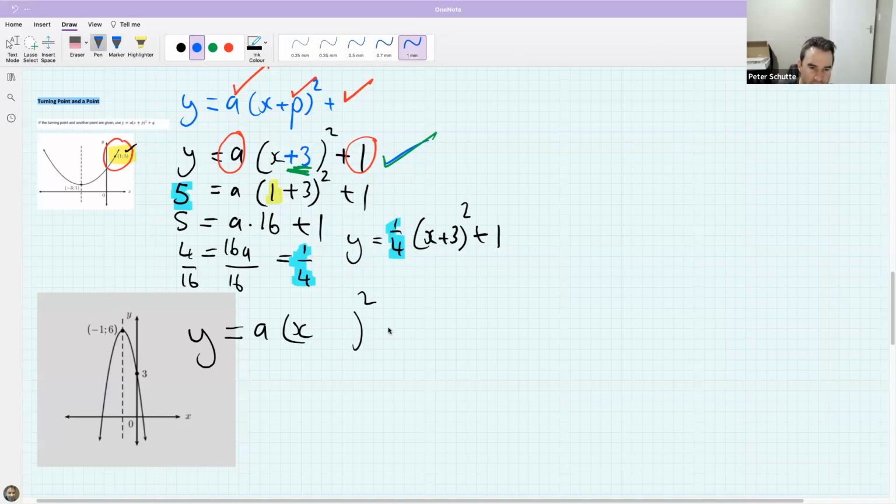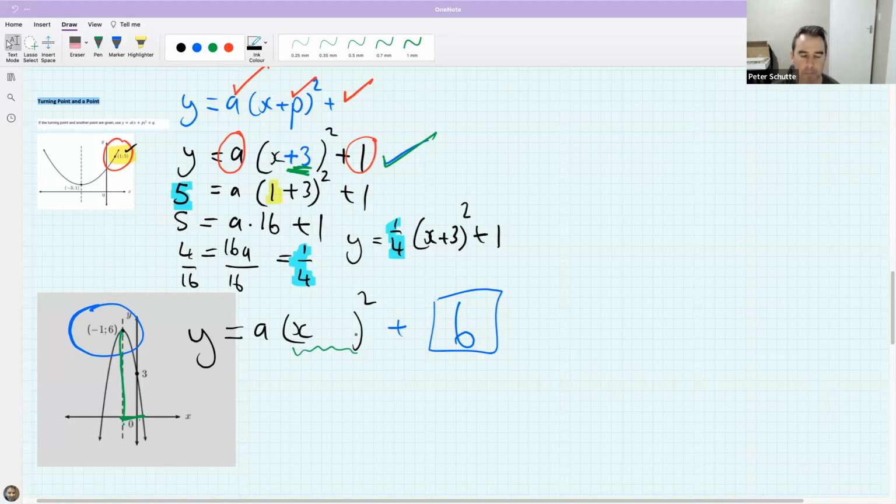What do you think is going to be at the end here in the second example, based on this? 6. Yeah, hit it out the park. Now, x is a bit trickier, but this had to go across by 1 and up by 6. What do you think the x in this little bracket here is going to be? +1. Yes, well done. Because it has to be the other way around.